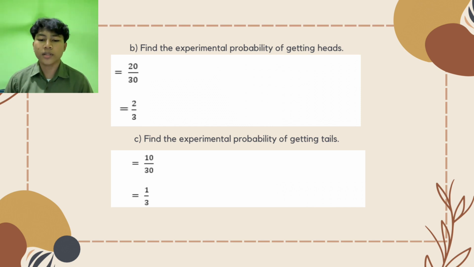The next question, C. Find the experimental probability of getting tails. So we need to use the same formula as before. The number of times the event occurs for tails is 10, and the number of trials for the tail is 30. So we just need to divide 10 by 30, and the total is 1/3.